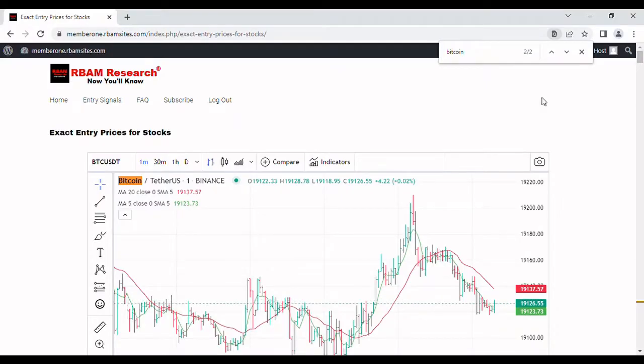Okay, we're going to do a brief video on day trading. We're going to show you two methods, both simple and easy. And we've got Bitcoin up here, but you can use this on a variety of different instruments, and we'll go over that in a minute. But let's take a look at this 1 minute chart for Bitcoin.